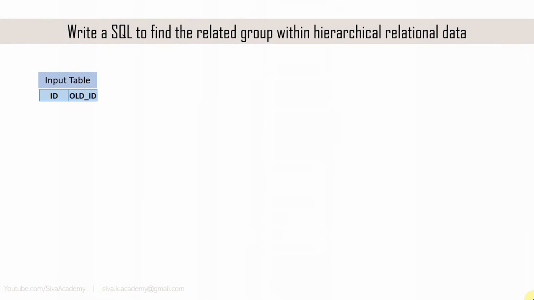So we have a table which contains two columns, the ID column and the old ID column. Initially there is one row with ID as 1 and the old ID is null. After some time this value is renamed to 2. So 2 is the current ID and its previous ID, that is the old ID, is 1. After some time the 2 is renamed to 3. So 3 is the current value and its old value is 2.